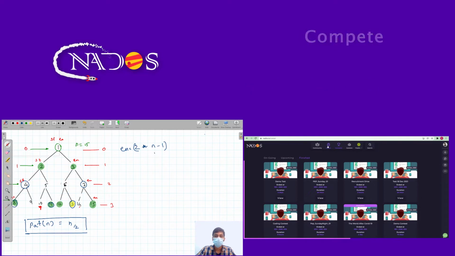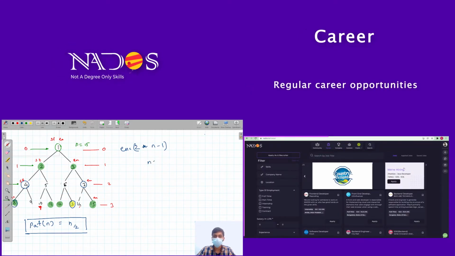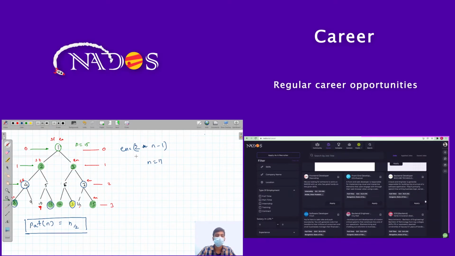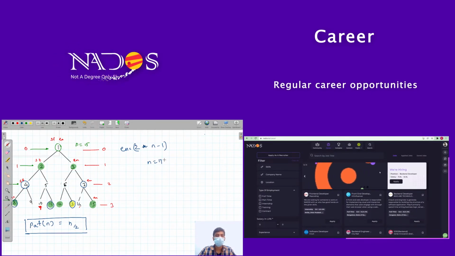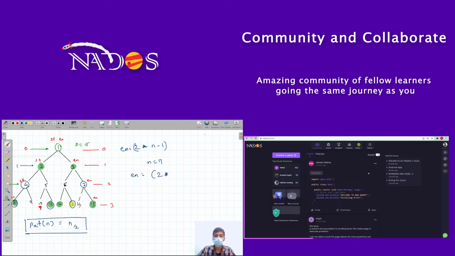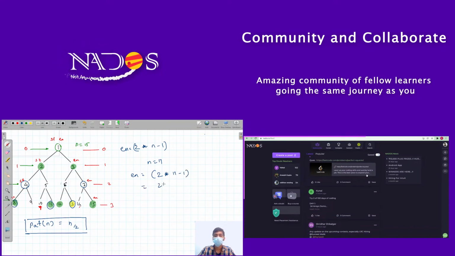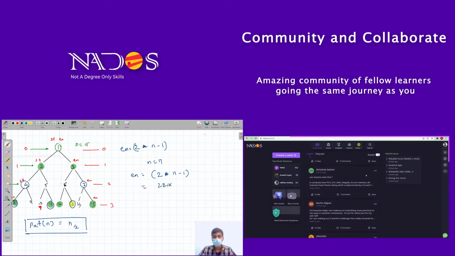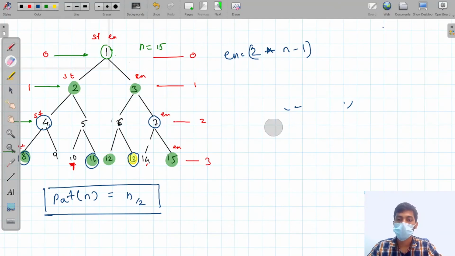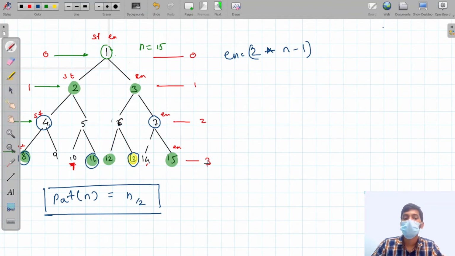If I say that n is equal to 11, then if we are finding the ending point for this 11, let's try to put this in the formula. The ending point is nothing but 2 into 11 minus 1. That is going to be what? 22 into, sorry, actually here I said something wrong. This n is not going to be 11. This n is going to be the number of nodes in that level. Okay, this is what I was saying wrong.